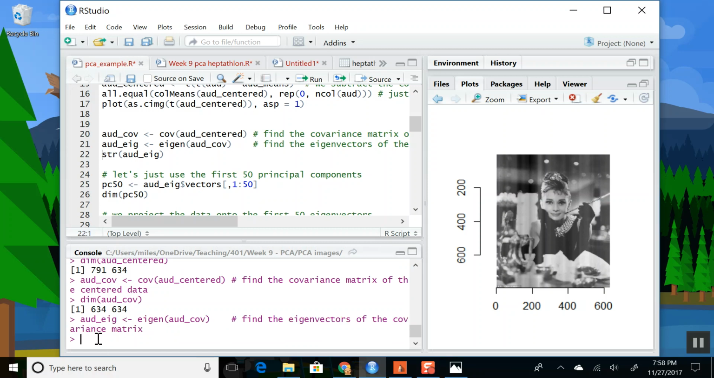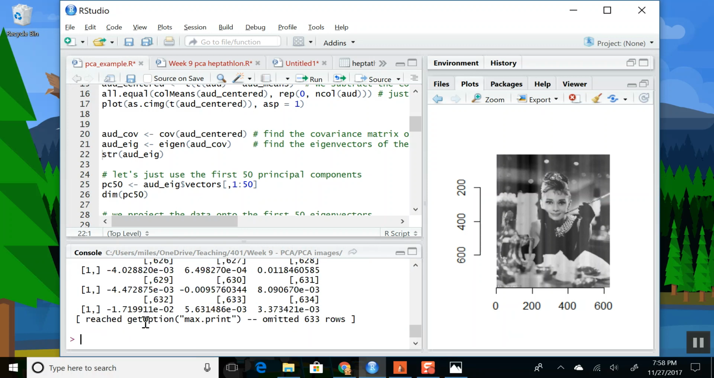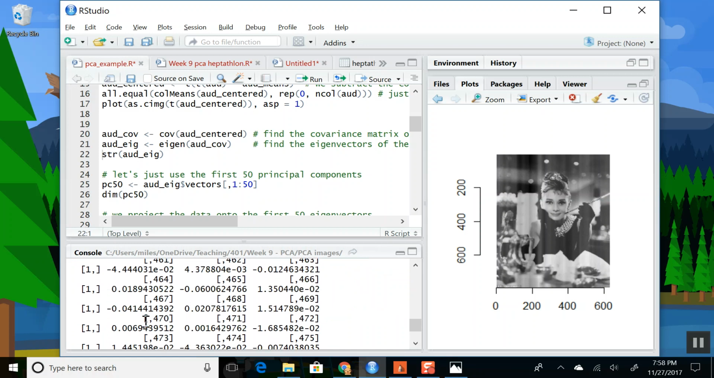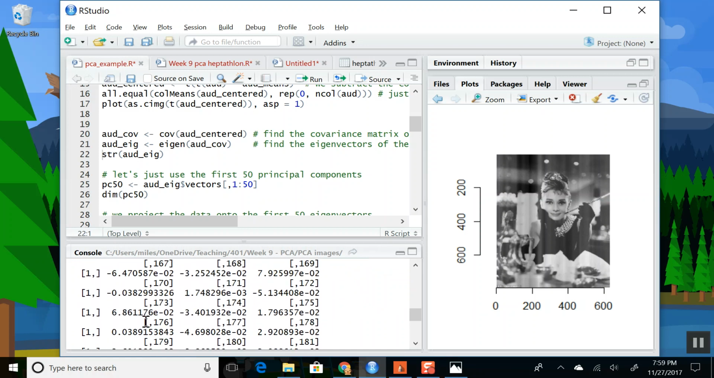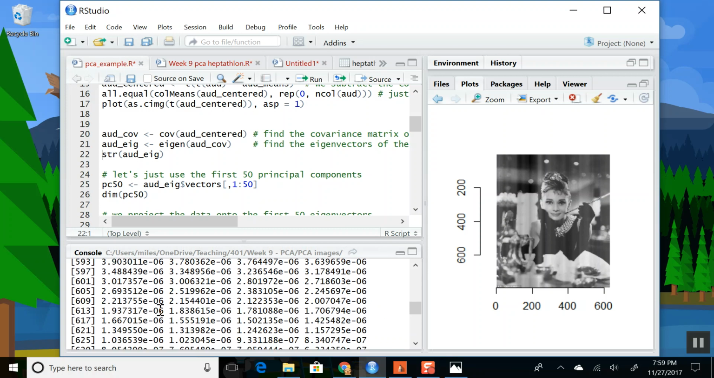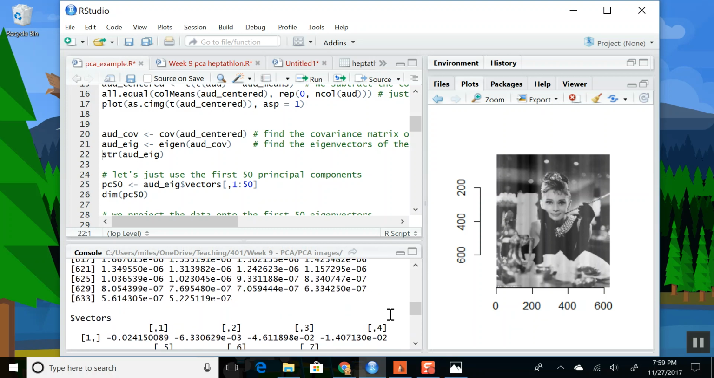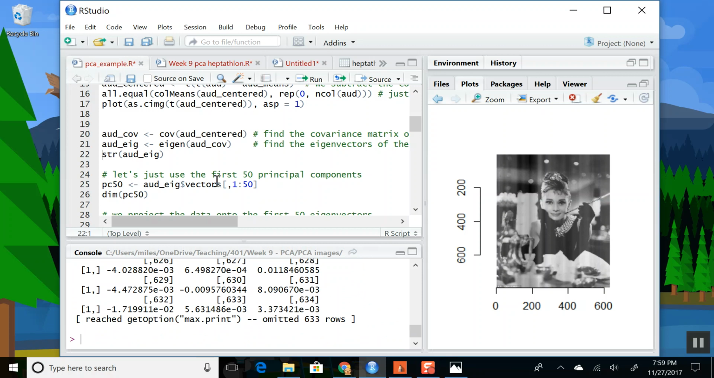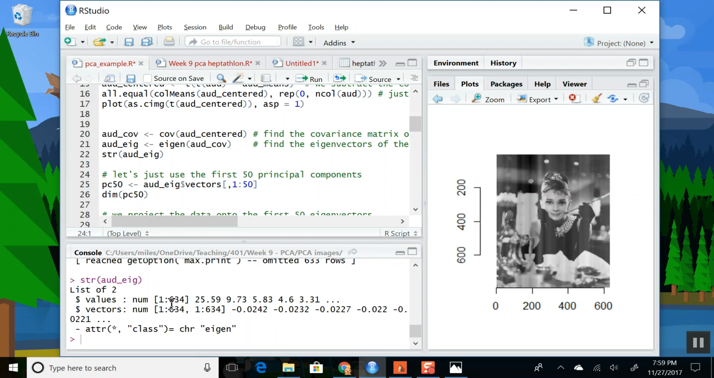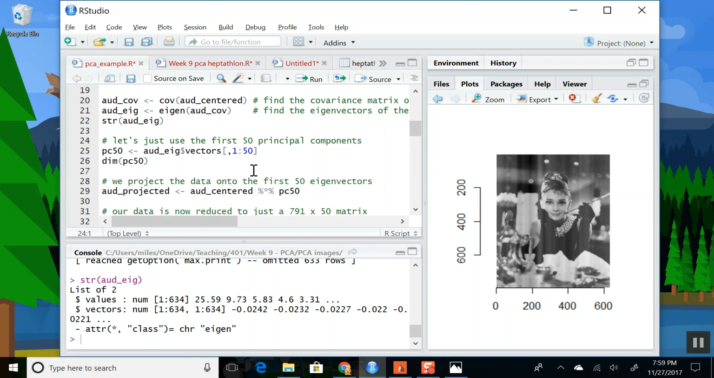So if I ask what the eigenvectors are, there's going to be 634 eigenvectors. Whenever you take eigenvectors of a square matrix, you're going to have 634 of them, and you're going to have 634 eigenvalues. So we've got 634 eigenvalues and 634 eigenvectors. And what we can do is just keep the first 50 principal components.